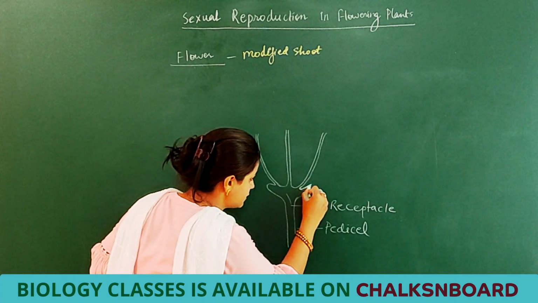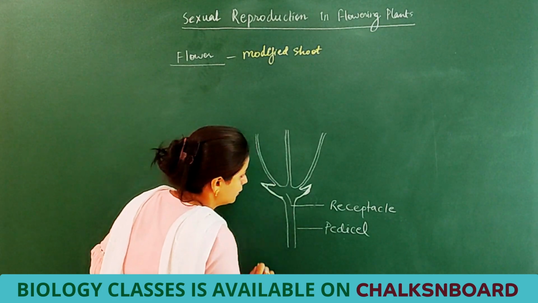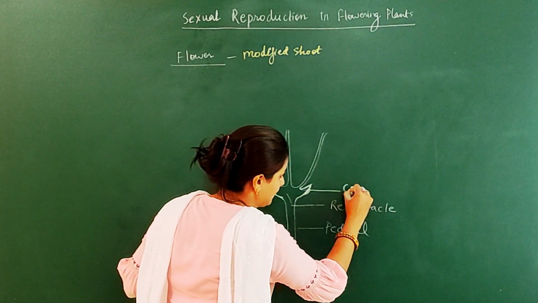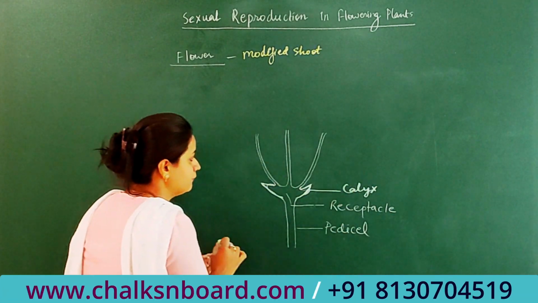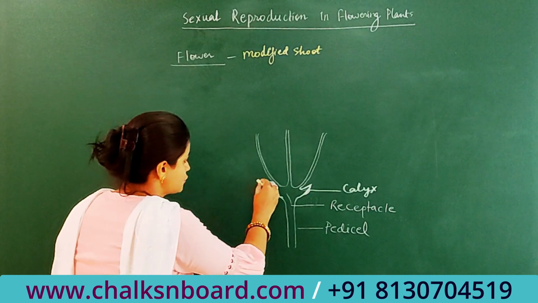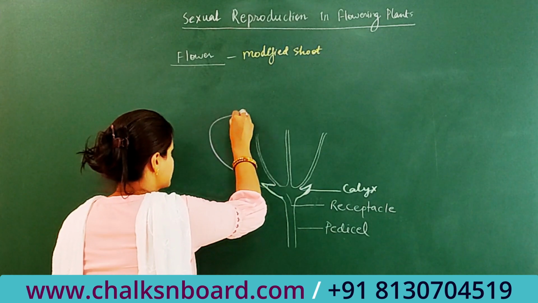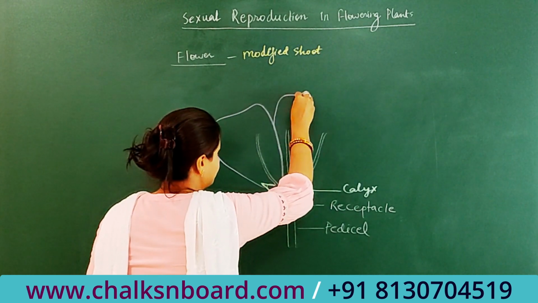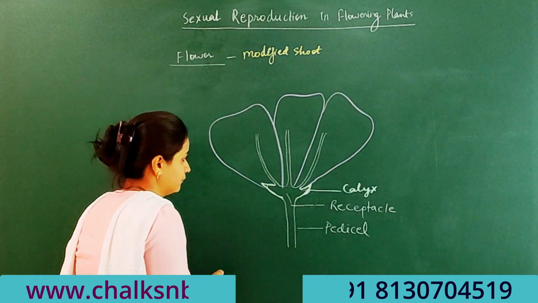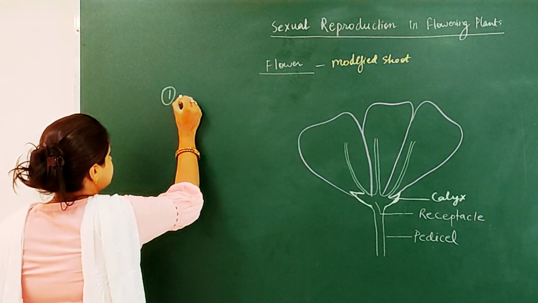After the receptacle, we can see the green color structure. This green color structure is called the calyx. Okay, now after that we will see the corolla. So what is the corolla? Corolla are leaf-like structures. Okay, so we will be discussing all the parts one by one. So first I spoke about the calyx.